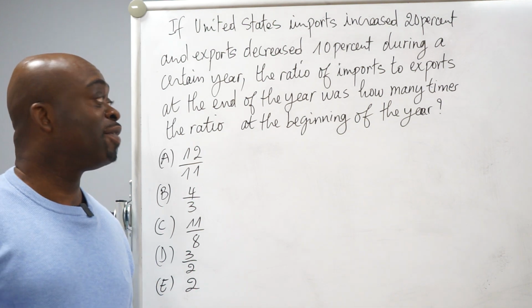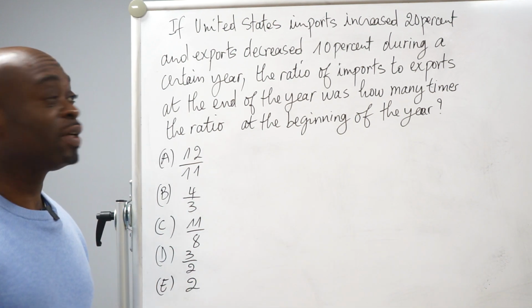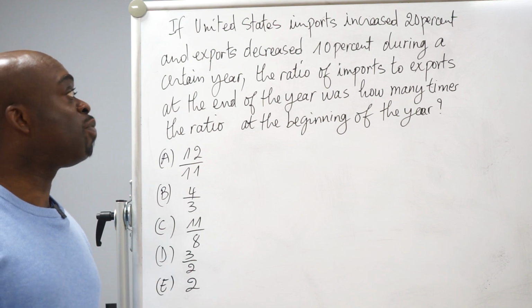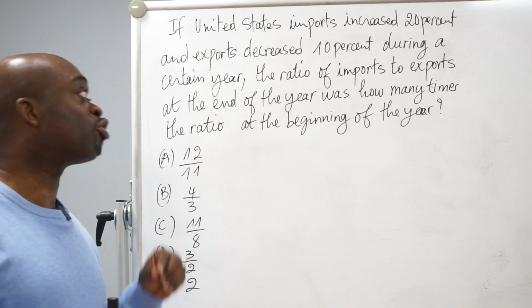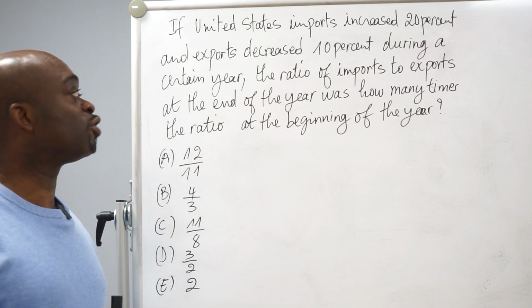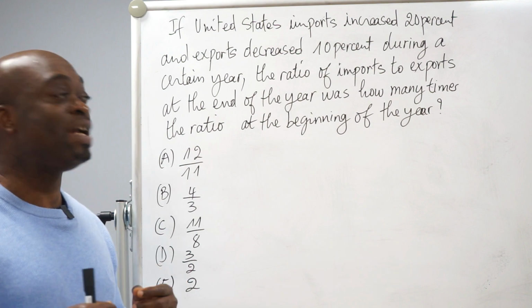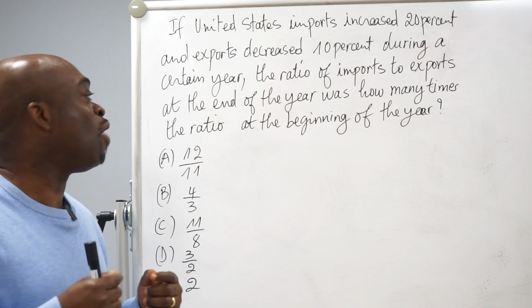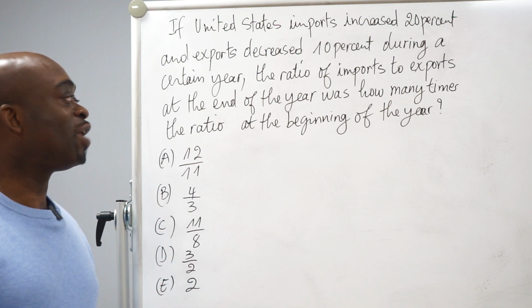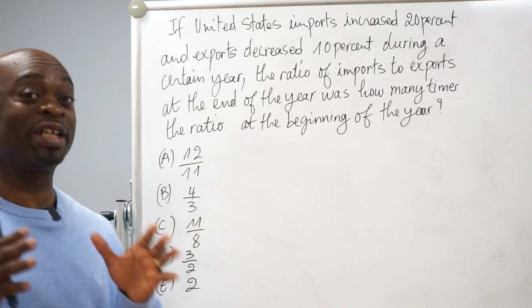Ladies and gentlemen, very interesting problem here. If United States import increased 20% and export decreased 10% during a certain year, the ratio of import to export at the end of the year was how many times the ratio at the beginning of the year? All right? So you have to read carefully.